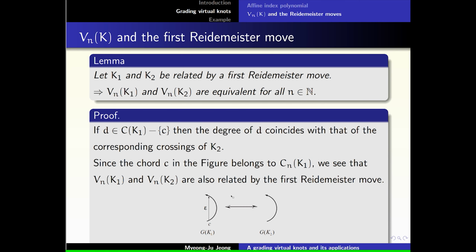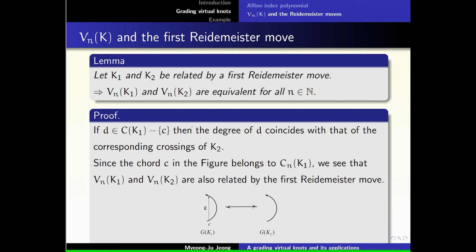Now we will show that V_n K is an invariant of virtual knots. At first, we will see that V_n K is invariant under the first randomized move. If K1 and K2 are virtual knots related by a first randomized move, then we will show that V_n K1 and V_n K2 are equivalent, so they are actually related by a first randomized move for any natural number n. Let's briefly see the proof for this lemma.